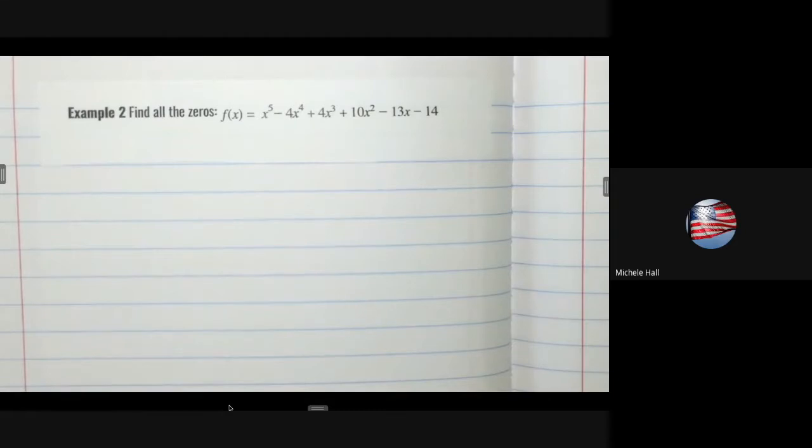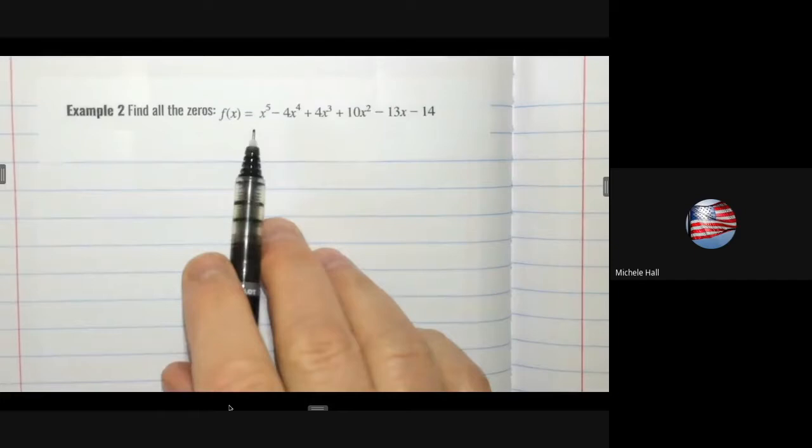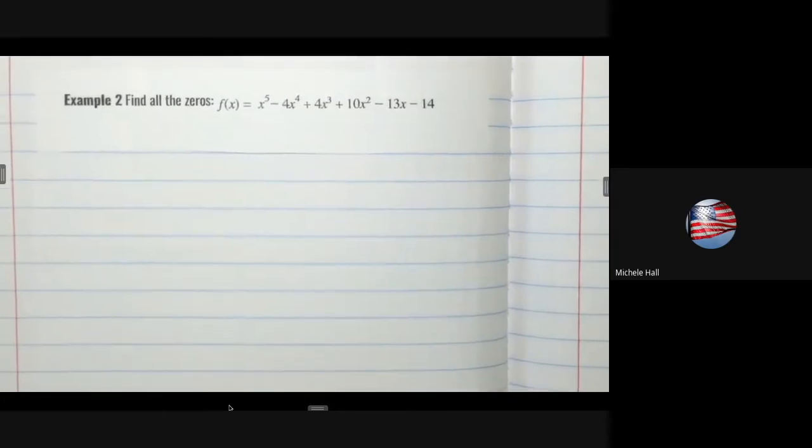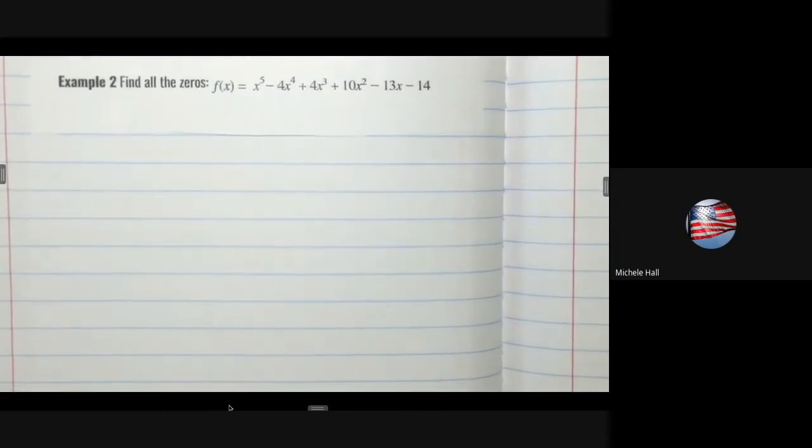Now, when you see that I've given you a half a sheet of paper and there's only one example on it, I like to just cut off the example so that I have all of this room to be able to do my work. This is a degree 5, so it's going to be a little bit of work to get the 5 solutions.